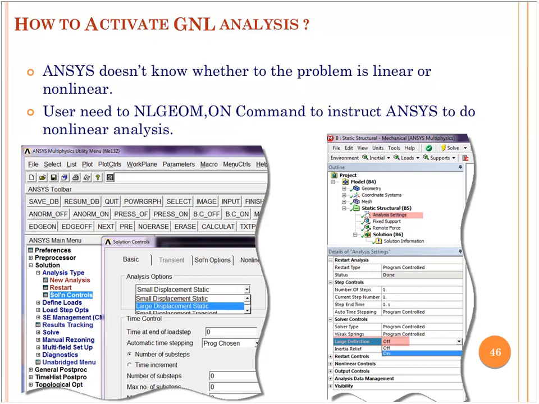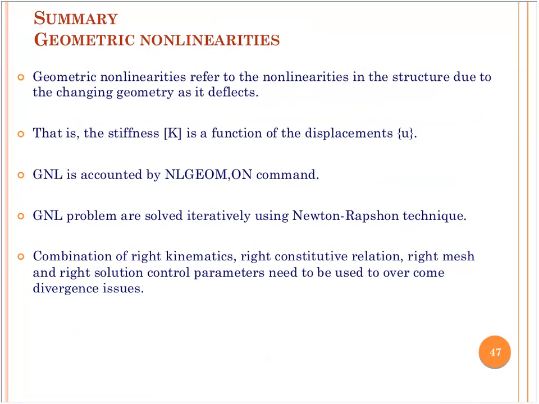In summary, geometric nonlinear analysis is nothing but accounting for the deformations happening in the structure due to the applied load and solving the problem in an incremental manner. Boiling this down into finite element terms, after every load increment we update the stiffness matrix, and based on the updated stiffness matrix we compute the response of the structure. The nonlinear analysis can be activated using the NLGEOM command, and all nonlinear problems are solved using the Newton-Raphson technique. However, Ansys has additional nonlinear solvers like the arc-length method and so on.